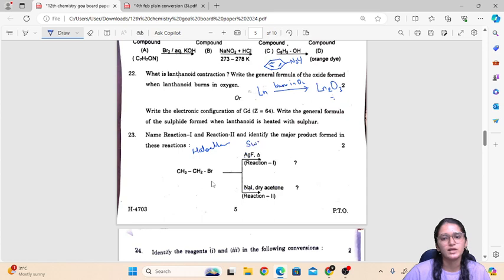So what is the name of the first reaction? It is the Swarts reaction. And sodium iodide in dry acetone we particularly use for Finkelstein's reaction. So we have these two name reactions. They are the same type of reaction, which comes under halogen exchange. Both come under halogen exchange reactions.